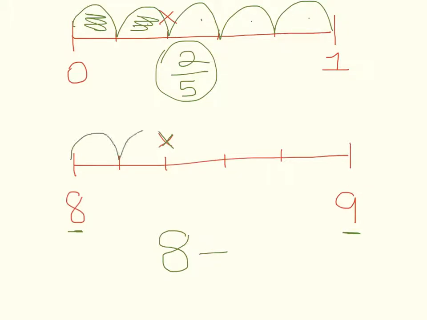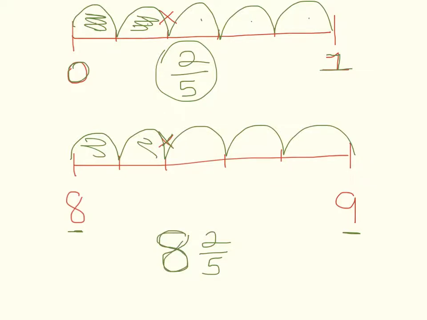So 1, 2, 3, 4, 5. This is out of 5, just like the one above. And it's 1, 2 over, just like the one above. So at the top, we have 2/5 because it's between 0 and 1. But then on the bottom, we have 8 and 2/5 because it's somewhere between 8 and 9. It's 8 and a little bit more, 8 and 2/5.